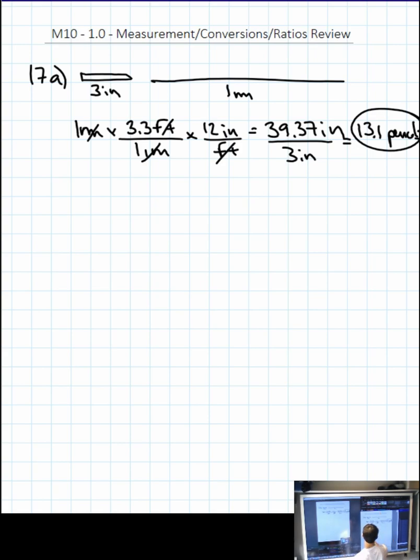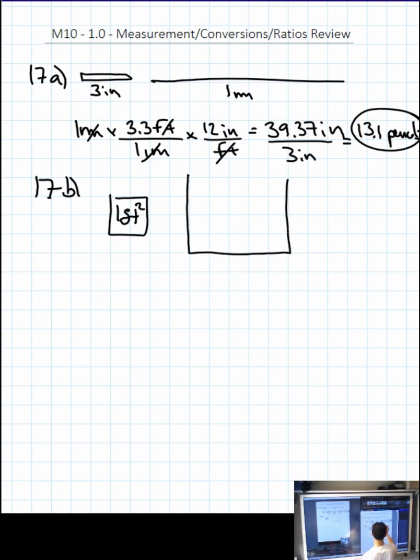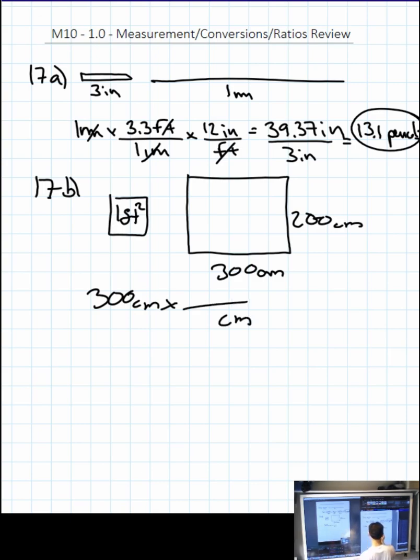So we have 17B. How many 1 foot square tiles are needed to floor a 300 centimeter by 200 centimeter room? So we're just going to sketch a little 1 foot square. Then we're going to sketch a bigger diagram being 300 centimeters by 200 centimeters. Like we did before, we're going to convert these separately. So let's take 300 centimeters and times it by 1 foot over 30.48 centimeters, and we get 9.84 feet.